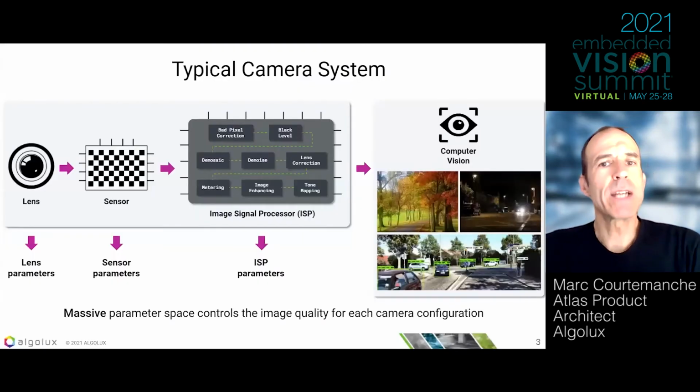So why is camera ISP tuning so hard? Looking at a typical camera system, it consists of a lens, sensor, and an image signal processor tasked with producing an image to send to a display or computer vision model. The ISP has a massive parameter space that ultimately controls the image quality for that lens sensor configuration to produce a visually pleasing image.